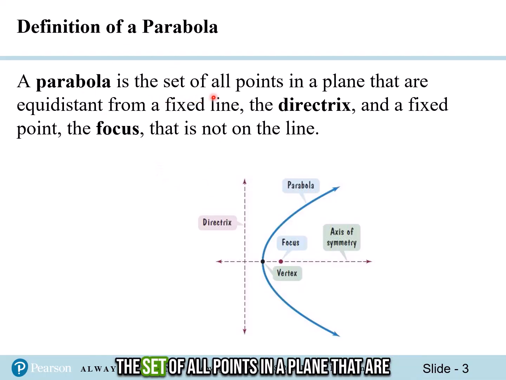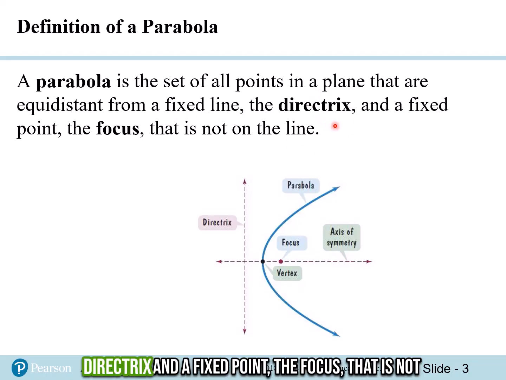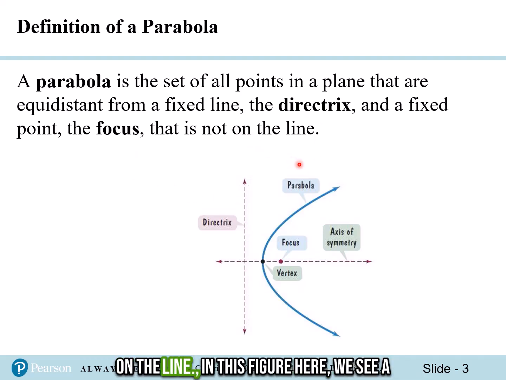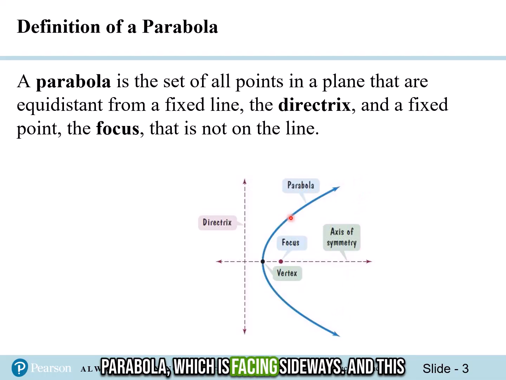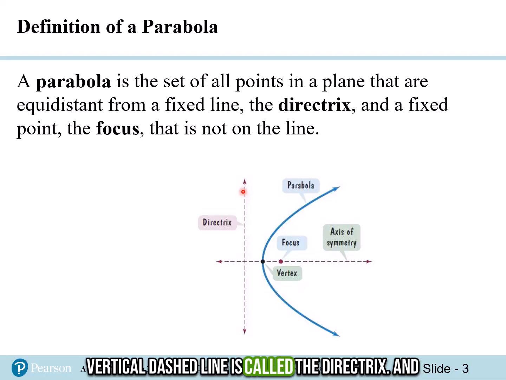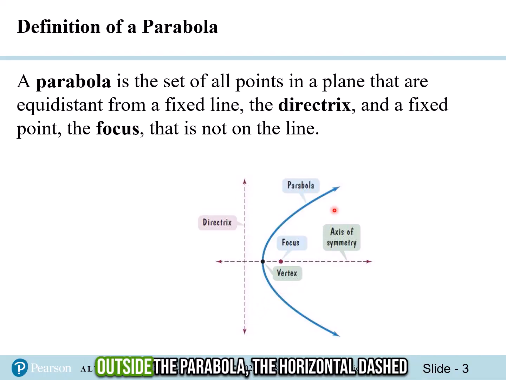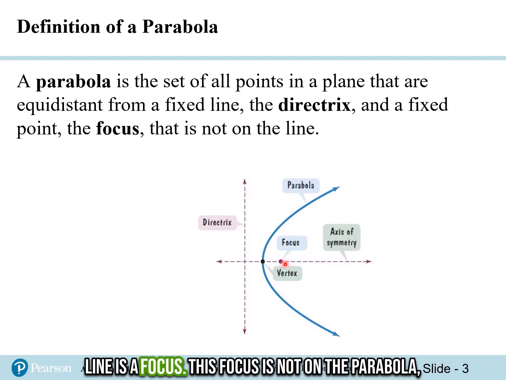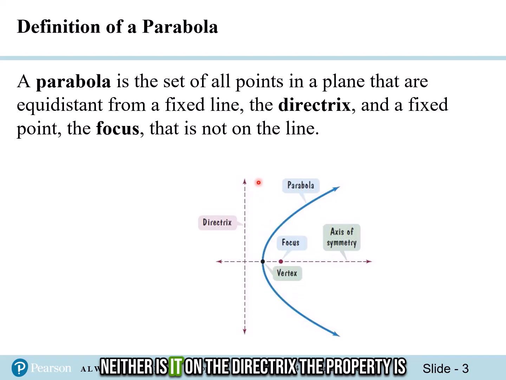A parabola is the set of all points in a plane that are equidistant from a fixed line known as the directrix and a fixed point, the focus, that is not on the line. In this figure here, we see a parabola which is facing sideways, and this vertical dashed line is called the directrix, and outside the parabola the horizontal dashed line is a focus. This focus is not on the parabola, neither is it on the directrix.